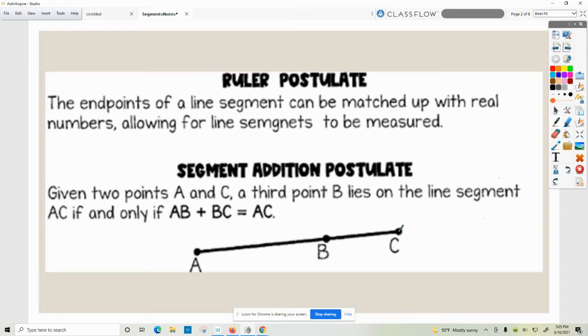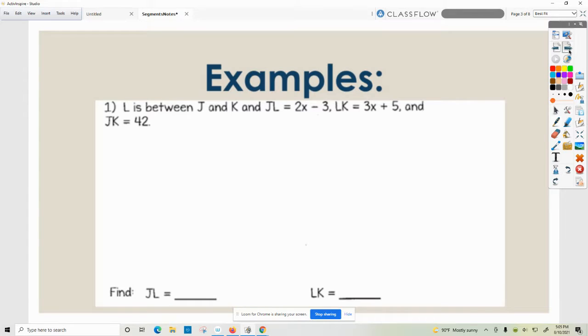One of the first things you need to do is make sure that if it's not coming with a picture, you get a picture. So let's take that first example. It says L is between J and K. So I'm going to draw a segment called J, K, and somewhere in there is a point L.